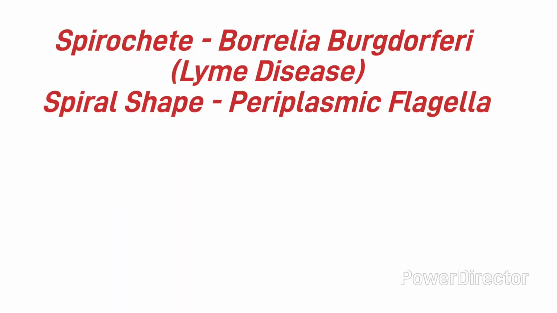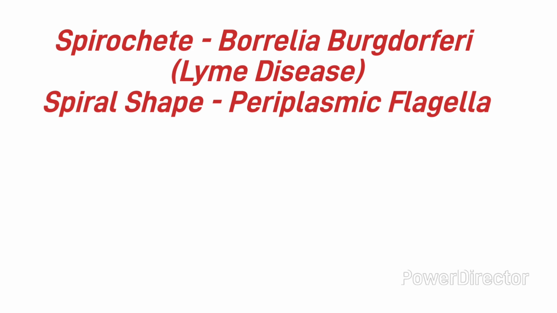Okay. Like the spirochete Borrelia burgdorferi, which causes Lyme disease, relies on the periplasmic flagella to confer its spiral shape. So here the periplasmic flagella is conferring its spiral shape, because we know spirochete is a spiral shape. But why is it forming? Because of the presence of periplasmic flagella, which gives it a unique shape.